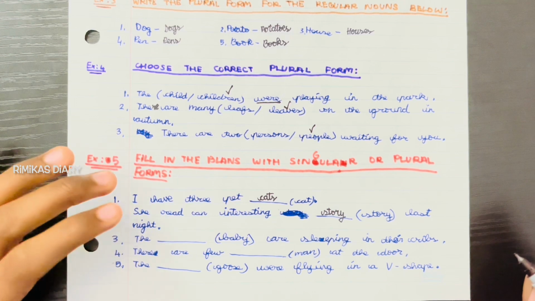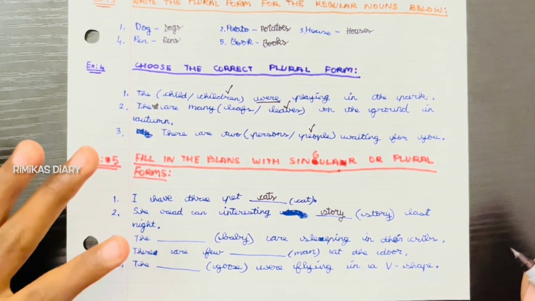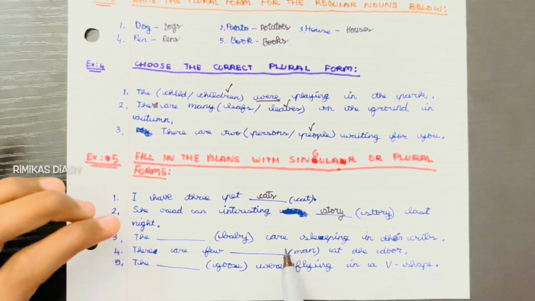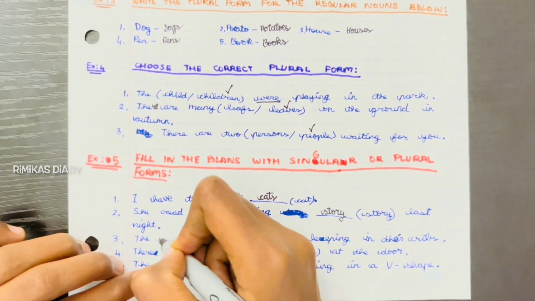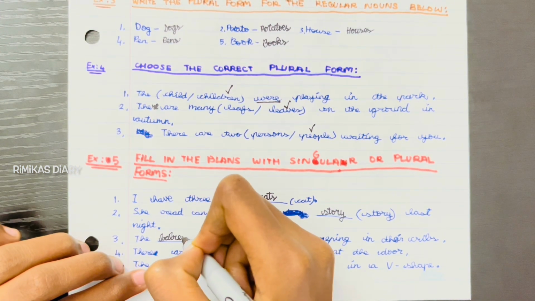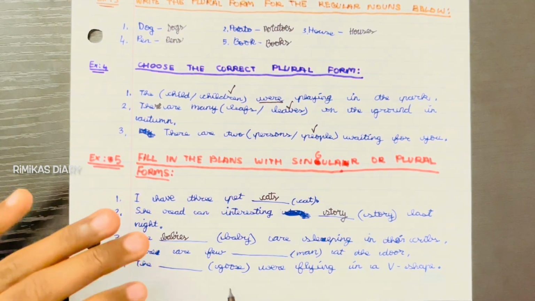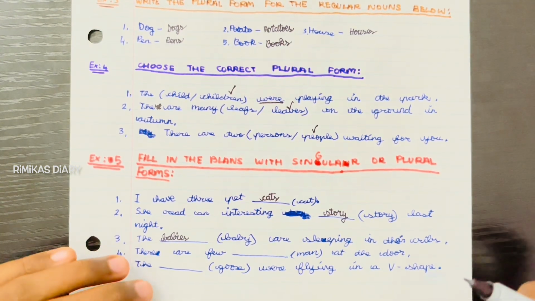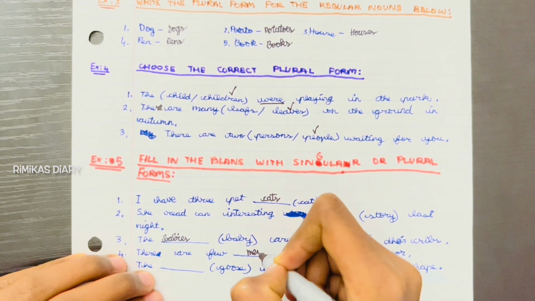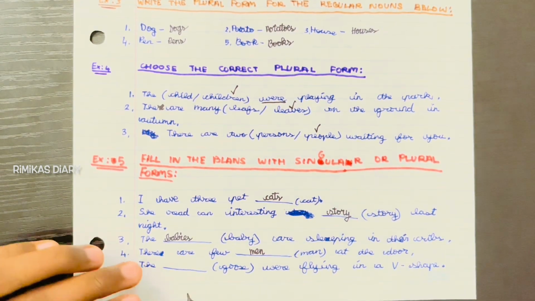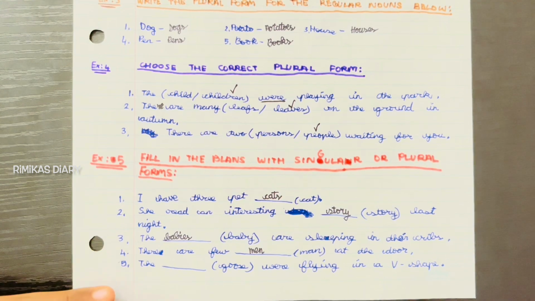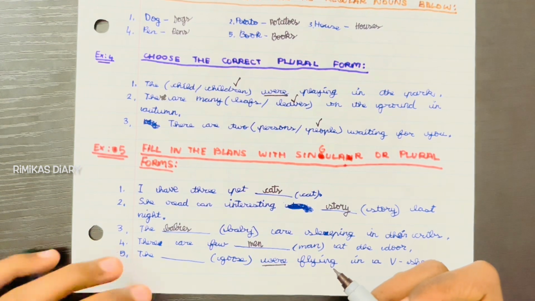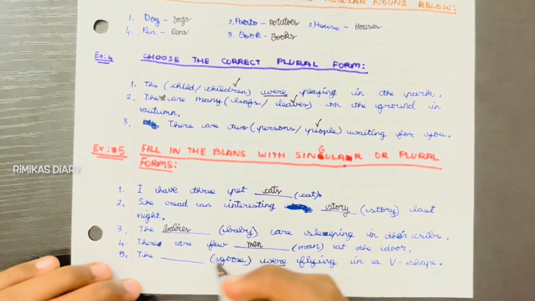Third question. The dash baby are sleeping in their cribs. Here you can see the helping verb are, and are is used when there is a plural form, babies. Fourth question. There are few dash man at the door. When there's few, we know it's plural form, so I'm writing men. Fifth question. The dash goose were flying in a V shape. Here, there's the helping verb were, and were is used when there is a plural form. So we should write geese.